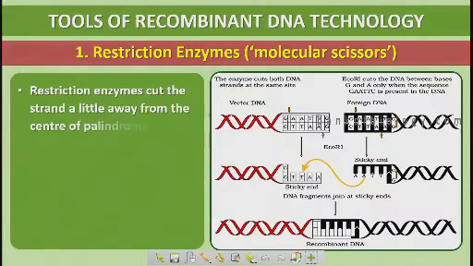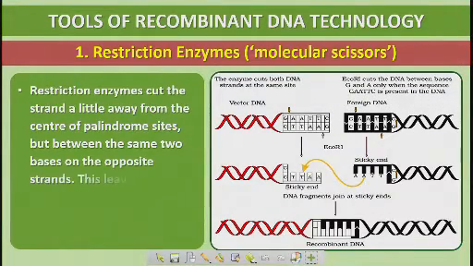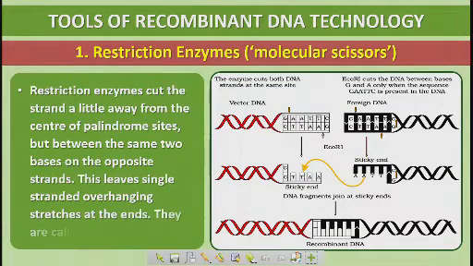Restriction enzymes cut the strand a little away from the center of palindrome sites, between the same two bases on opposite strands. This leaves a single stranded overhanging stretch at the ends. They are called sticky ends.